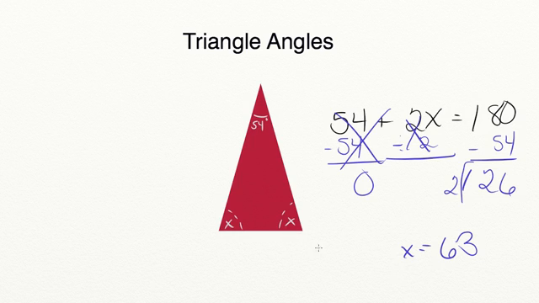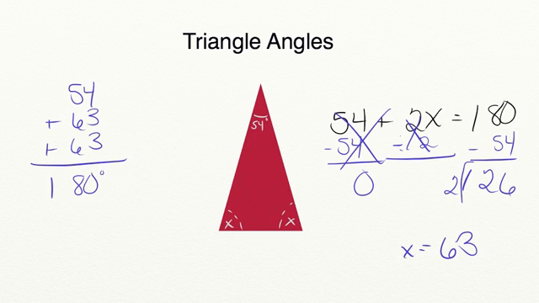But we always want to check our work. So we need to add 54 plus 63 plus 63. And when we add all of these together, we should get a sum of 180 degrees. Now a triangle that has one angle that is different from the other two, and when the other two angles are equal to each other, we call that an isosceles triangle.